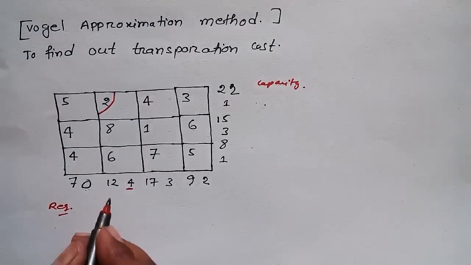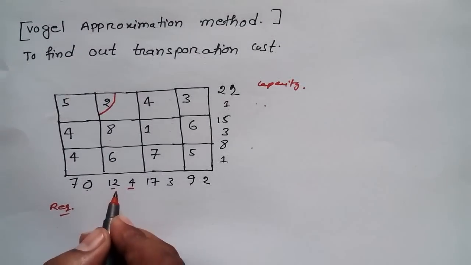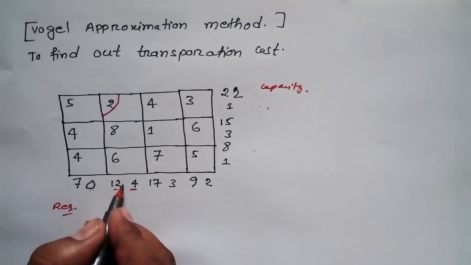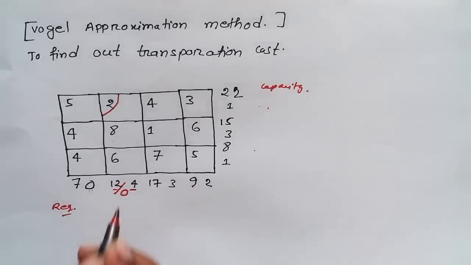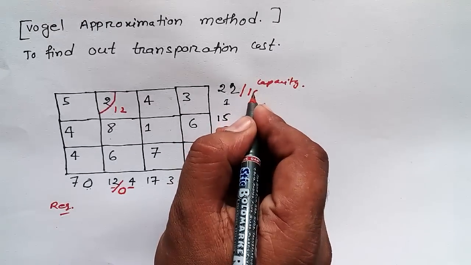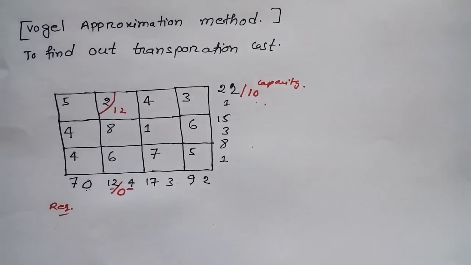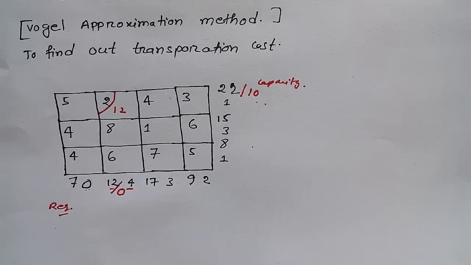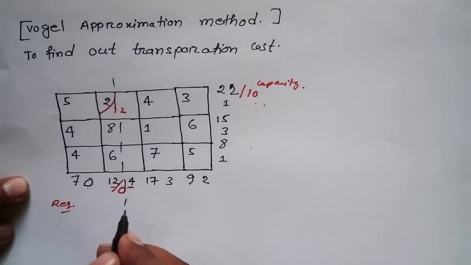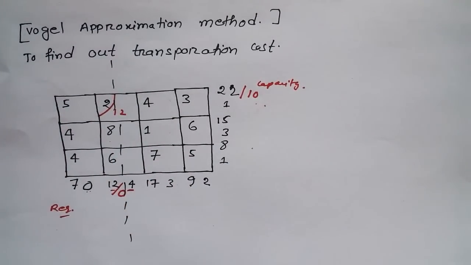Now we have a requirement of 12 and a capacity of 22, so we can fulfill this requirement or demand. Write 12 here, and write 10 here because we have 10 remaining in capacity. Now we don't need to consider this column because we have fulfilled its demand. We are done with this column.